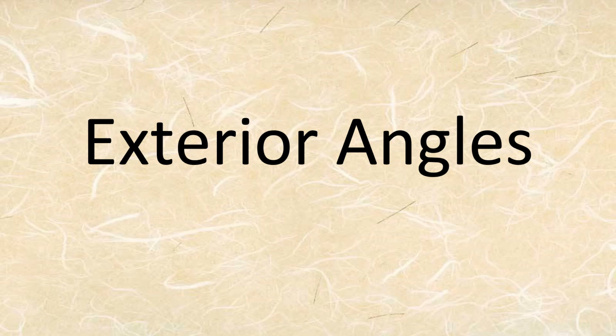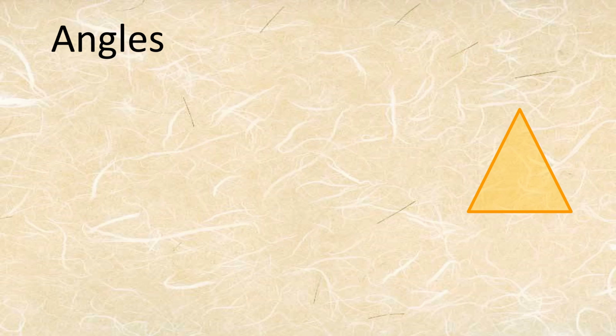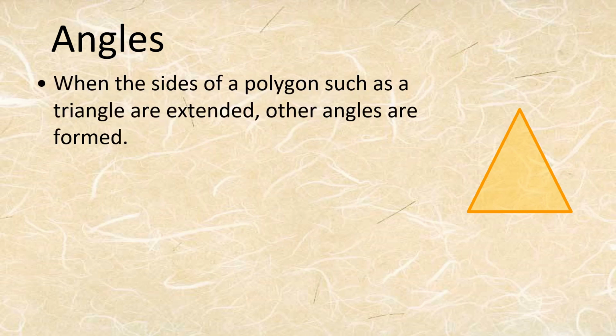Okay, the new lesson is about exterior angles of a triangle. So, what are exterior angles? Your triangle has three angles inside it, so they are interior angles. When the sides of a polygon, such as a triangle, are extended, other angles are formed. And these are your exterior angles.